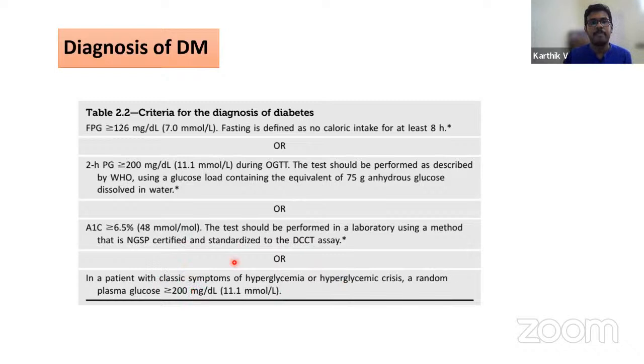So what are hyperglycemic crises? They include either diabetic ketoacidosis or hyperosmolar hyperglycemic state. So either that or the patient should have some classic symptoms of hyperglycemia.